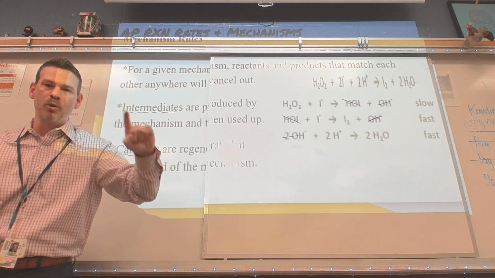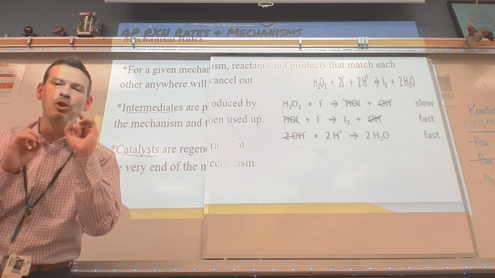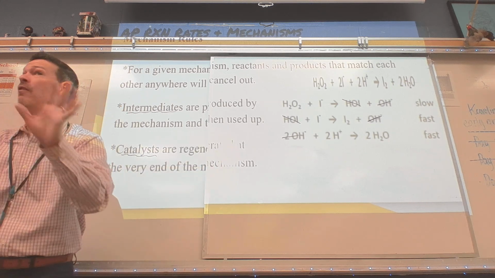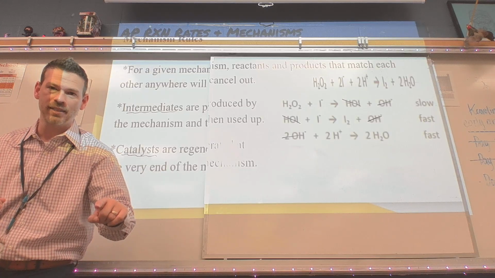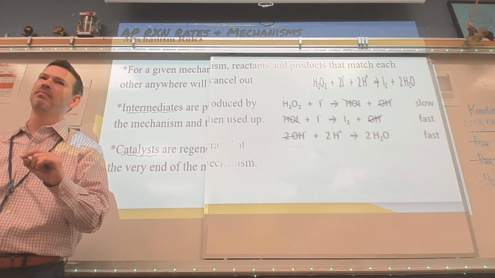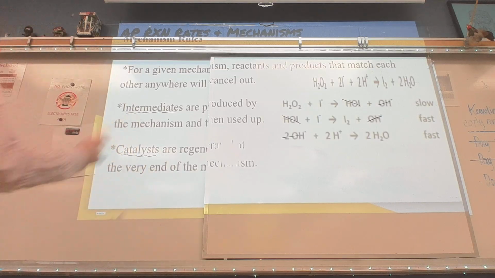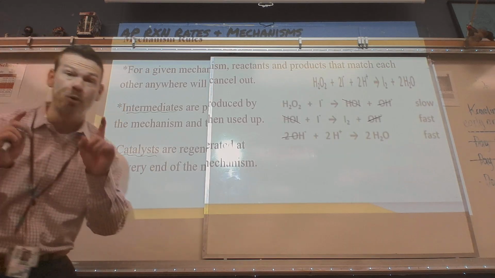If you drew a line through a product, not in the last step, like there's step 1, step 2, step 3, if you drew a line through a product, but not in the first step, it's an intermediate. If you drew a line through a product and it was in the last step, it's a catalyst. Let's see if you listened. Remember, to find intermediates and catalysts, it's products only.